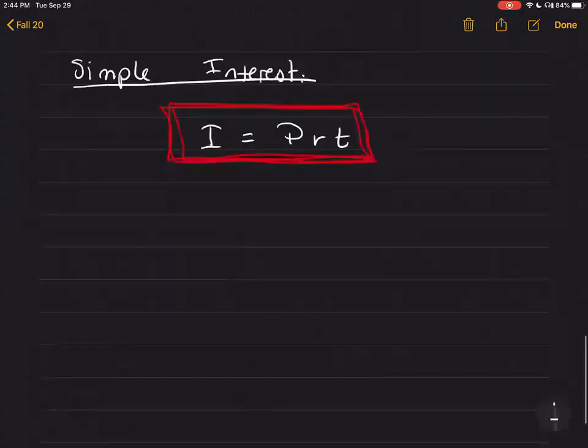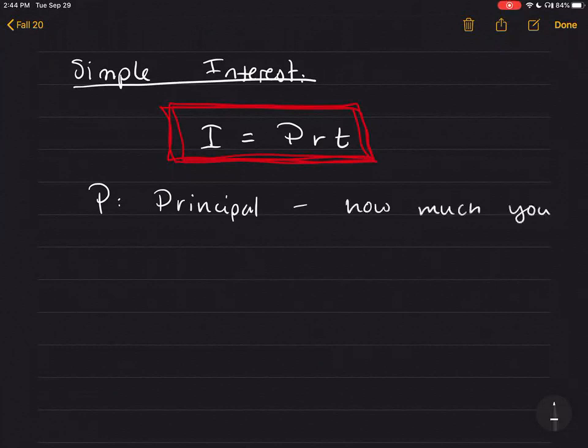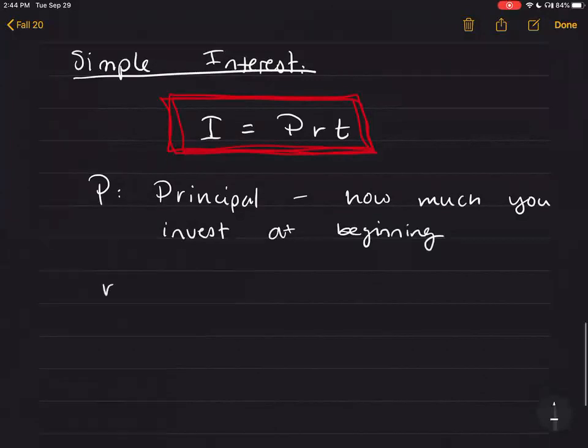And you might be wondering, what the heck do all these letters mean? So P is what they call the principal, and that's how much you initially invest at the beginning of whatever period of years that we're looking at, right? R is the interest rate, so like how fast your money's growing.